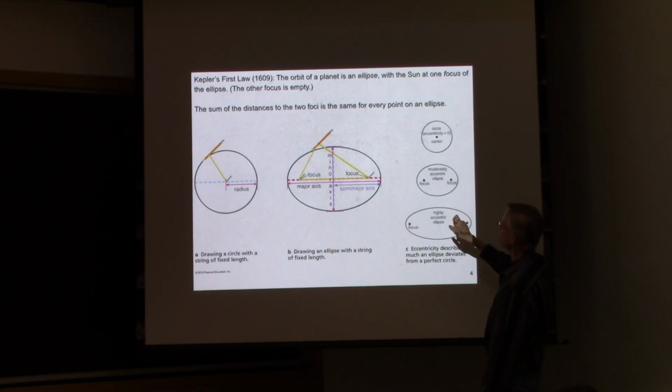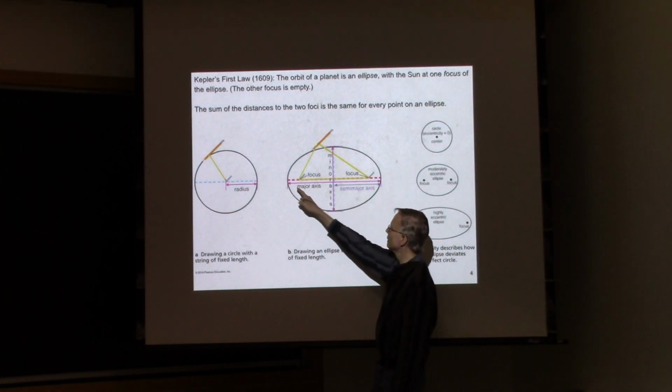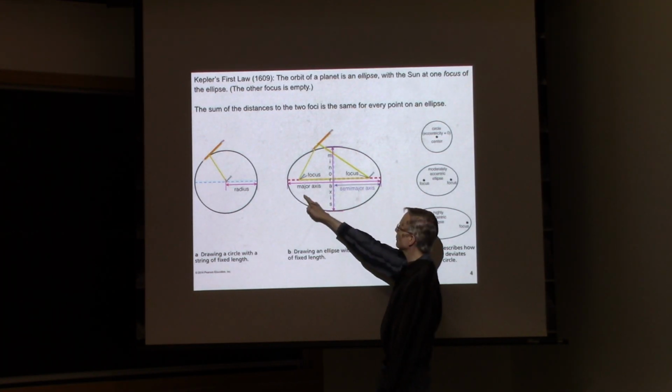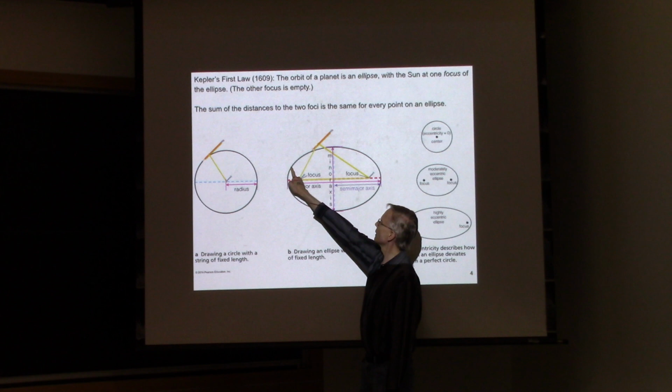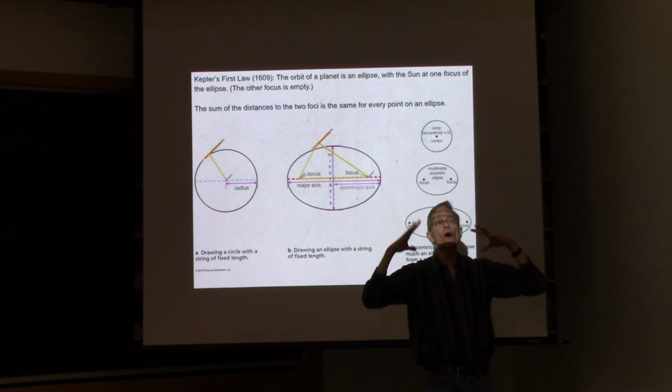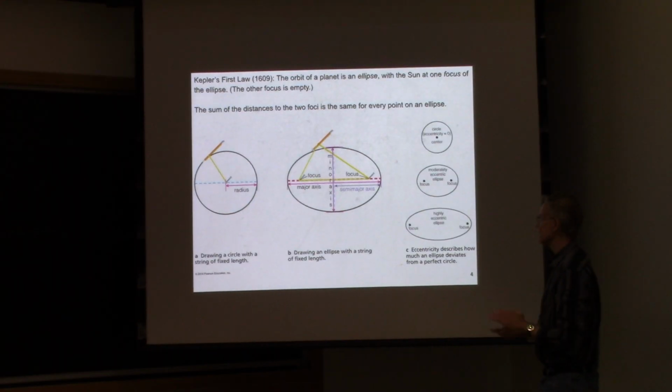the deal with an ellipse, what makes it an ellipse, is that the sum of the distances to the two foci is the same for every point on an ellipse. So no matter what point you're on the ellipse, if you draw a line to one focus, draw a line to the other focus, and add up those two lengths, it's always exactly the same. That's what makes it an ellipse.